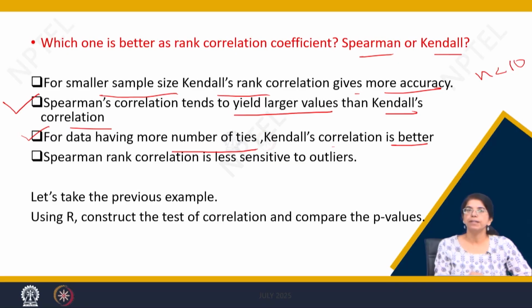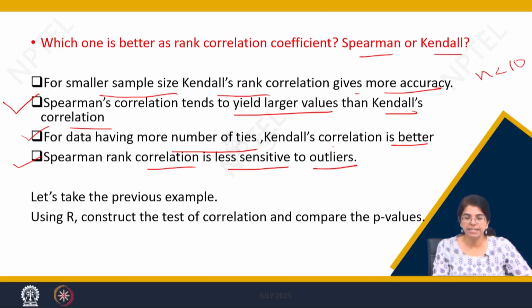Okay. So for data having more ties, Kendall's correlation is better. So in case you have repeated observations, then Kendall's correlation will be better to use. And Spearman rank correlation is less sensitive to outliers. That means in case you have extreme observations, in case you have dirty observations, in the last lecture I probably used this word, dirty observation means outlying observations, then just to give it a decent touch, you can use Spearman rank correlation because it is less sensitive.